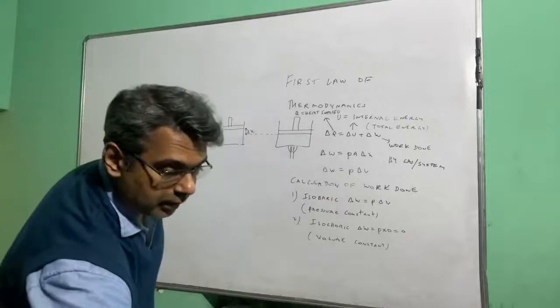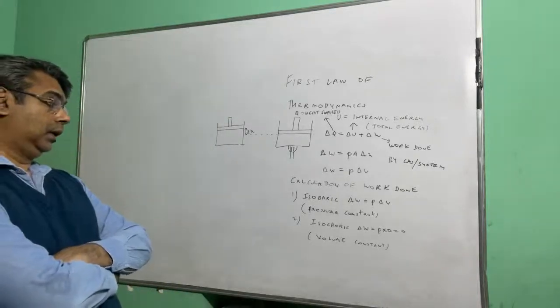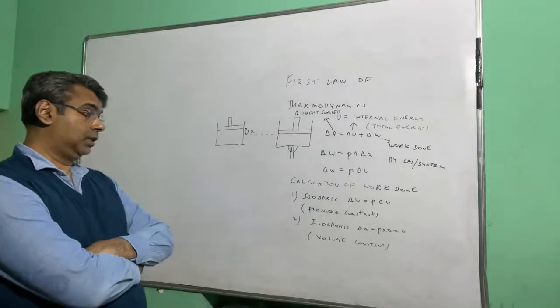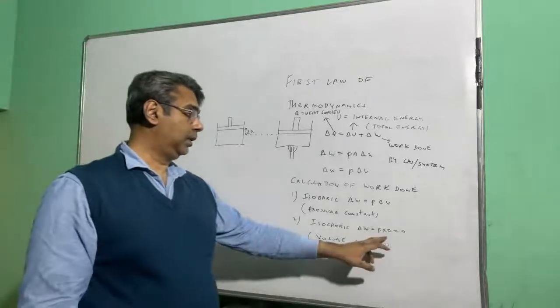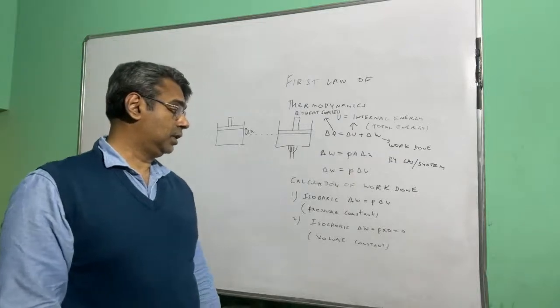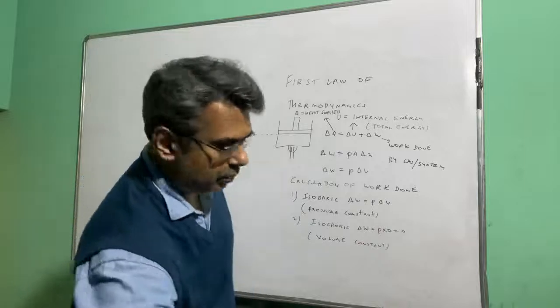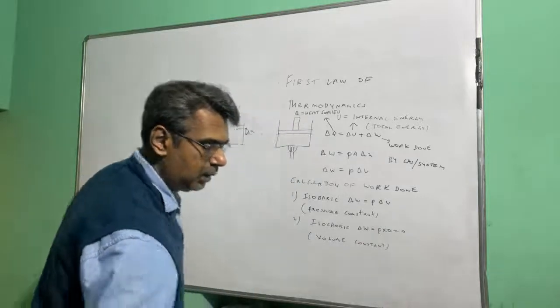Isochoric means volume is constant. So delta W will be P into 0, that is 0. Isochoric means that there is no change in volume, so the work done will be 0. So for isochoric, the answer will be 0.